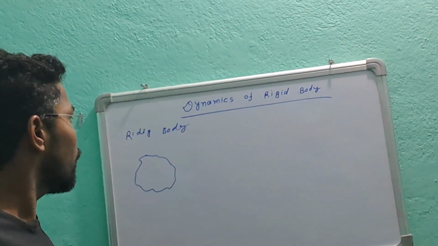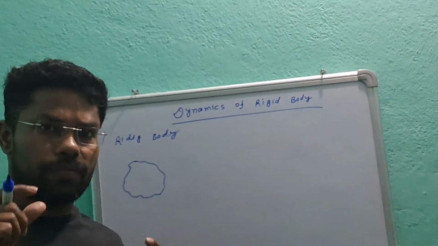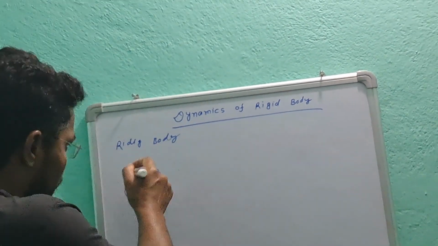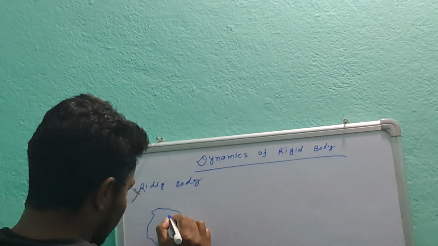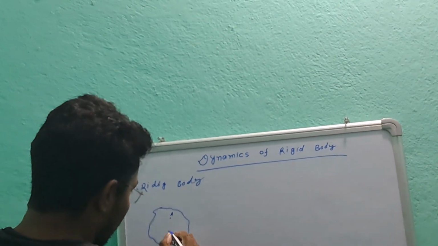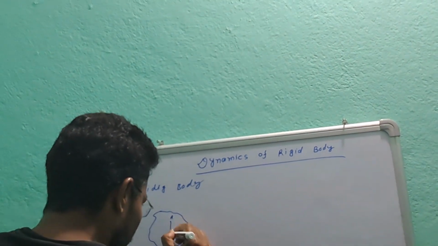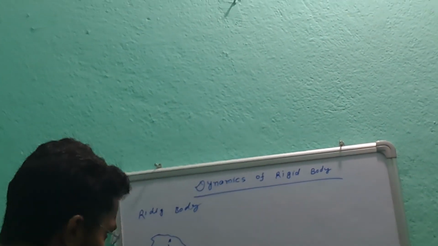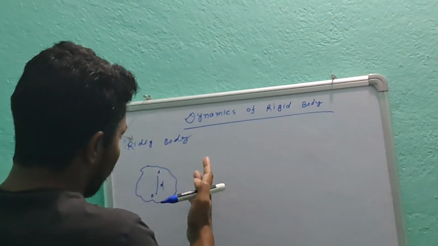So let's define rigid body. Distance between 2 points of the rigid body always remains fixed. Let this be a rigid body, with point A and point B. These are the 2 points of the rigid body, and D is the distance between point A and point B of the rigid body. Then this distance always remains constant even after application of an external force.